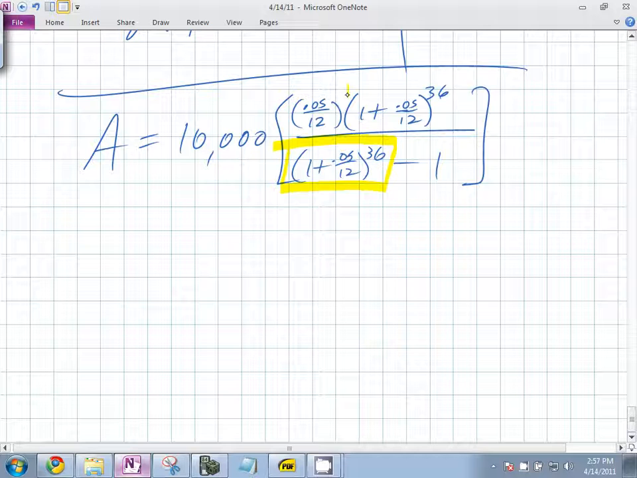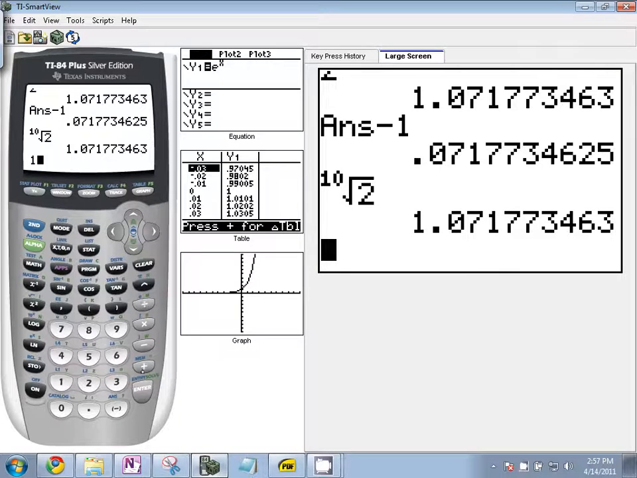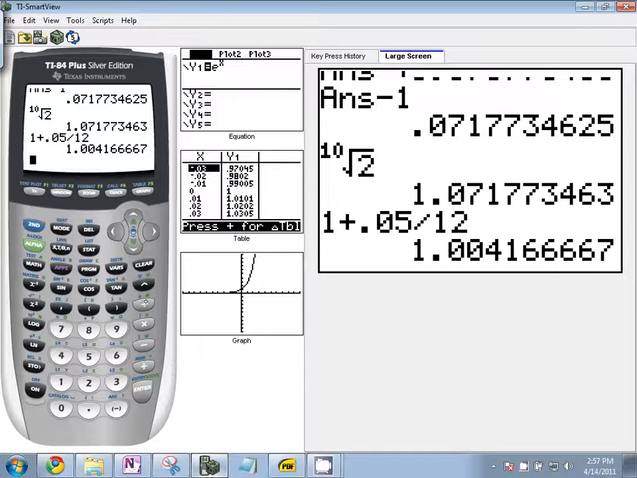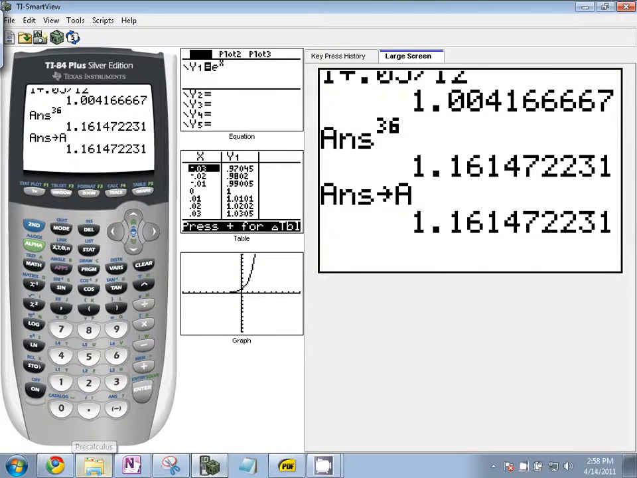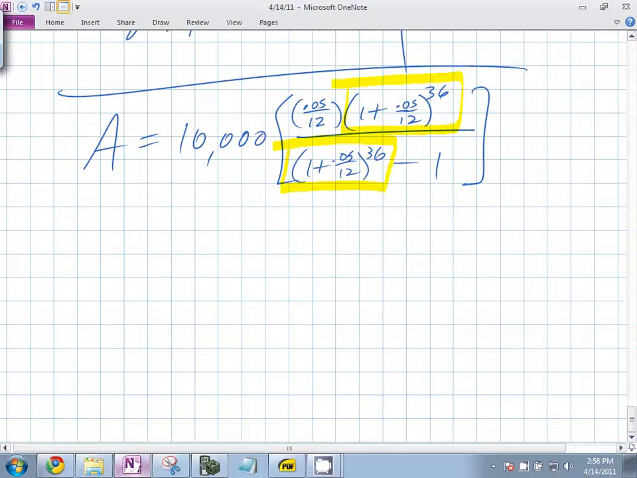You see those two pieces? They're the same thing, right? Do that first on your calculator: 1 plus 0.05 divided by 12. Hit enter and raise it to the 36 power. I'm going to store that as A. Now, if I write this equation, it's 10,000 times 0.05 over 12 times A over what? A minus 1. Is that a lot easier to type?